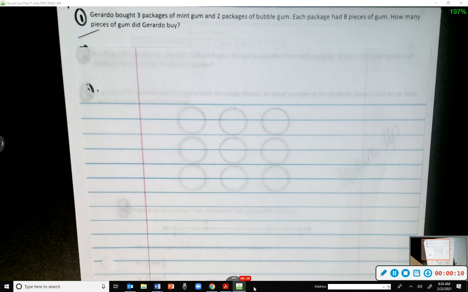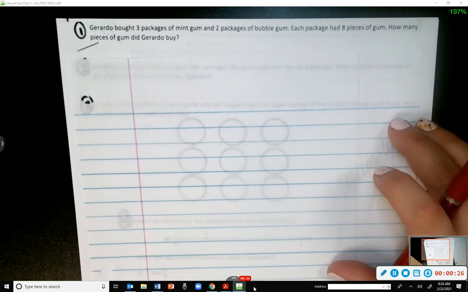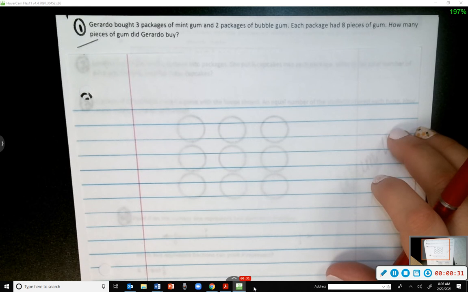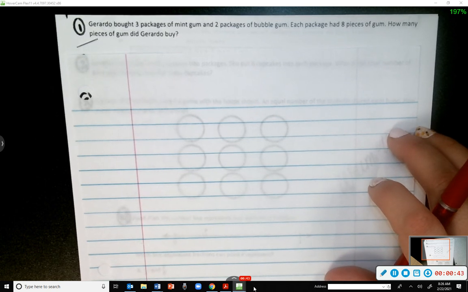Okay, so our warm-up today is not out of our Star Master book, but I've made some problems that I wanted us to work on. I've pulled these problems from old Star Tests. If these are easy for you, then that's great. So let's look at number 1. It says Gerardo bought 3 packages of mint gum and 2 packages of bubble gum. Each package had 8 pieces of gum. How many pieces of gum did Gerardo buy?